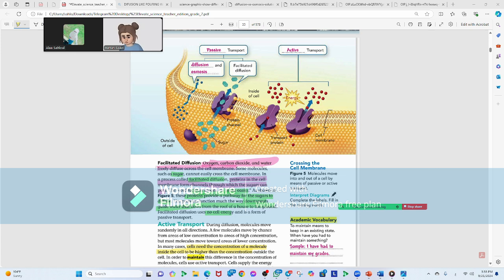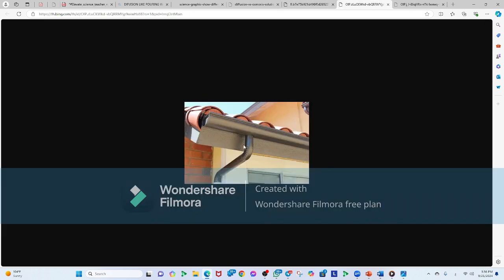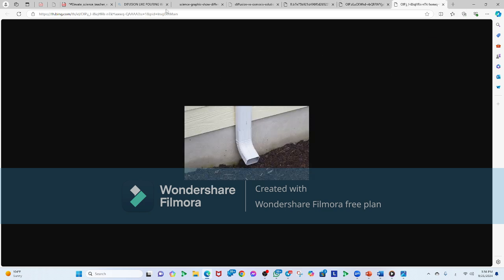We have facilitated diffusion. Facilitate means make easier. Protein makes a channel or pathway for the sugar to diffuse. It's just like the water spouts here that collect water and move it down the house. Okay?